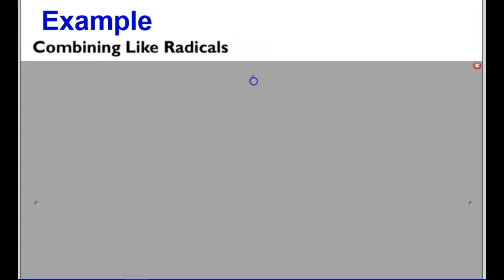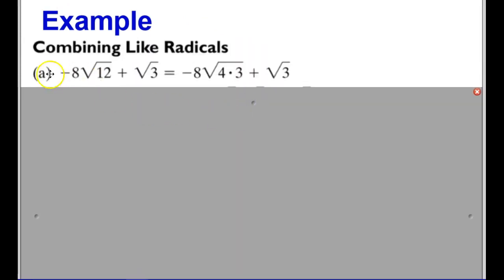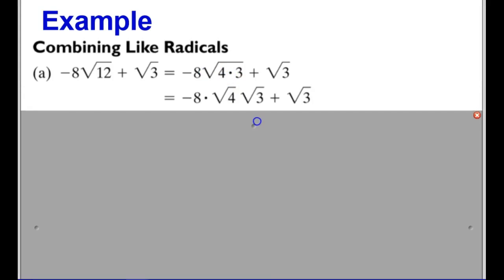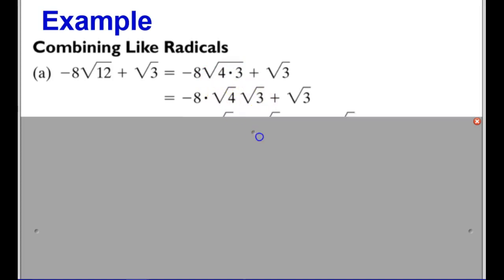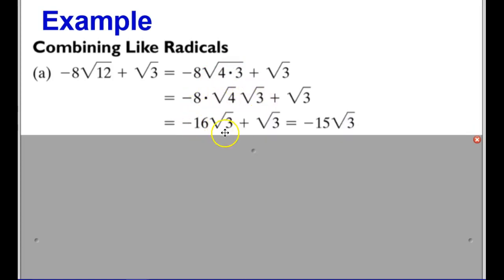Okay. So now let's look at this next example. We're combining some like radicals. So I have a negative 8 times the square root of 12 plus the square root of 3. First I want to simplify the radicals that I have, which the square root of 12 can be simplified into 4 and 3 because I know the square root of 4. So I can break those apart. So now I end up with a negative 16 times the square root of 3 plus the square root of 3. Now these are similar, and I can just go ahead and combine those terms.